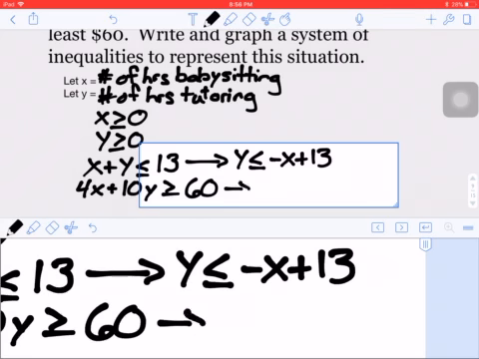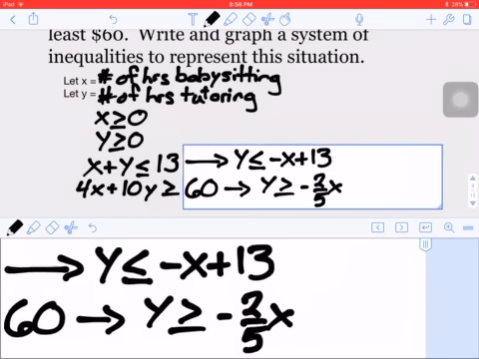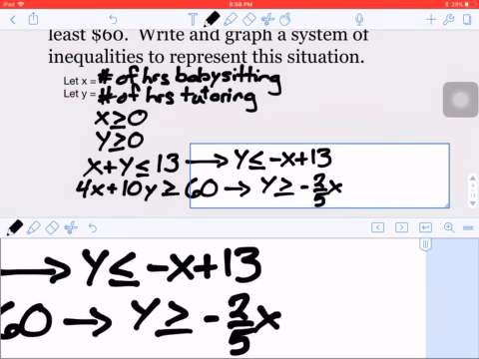And for this guy, if you graph this correctly, you're going to get y is greater than or equal to negative 2 over 5, because what you'll get is 4 over 10. That simplifies to 2 over 5 x, and let me scoot this over a little bit more, plus 6.